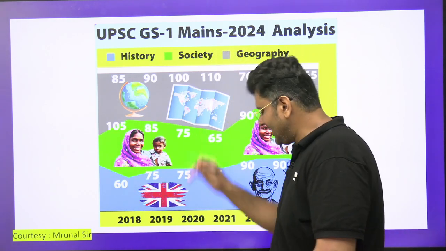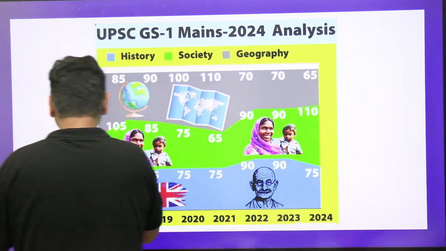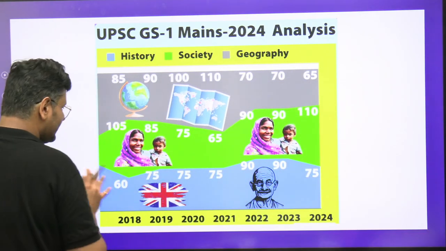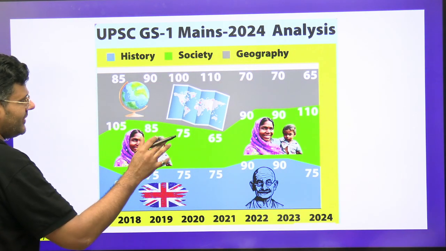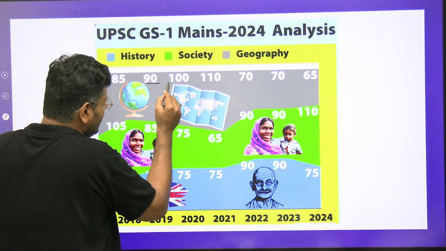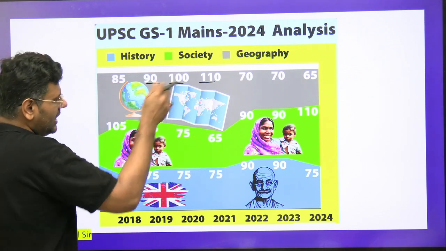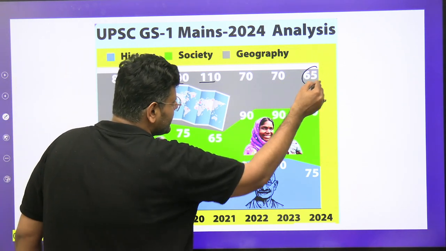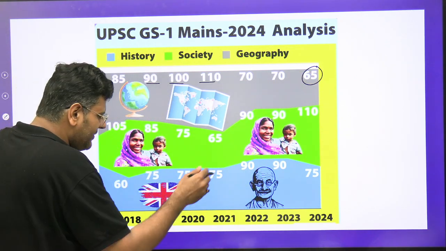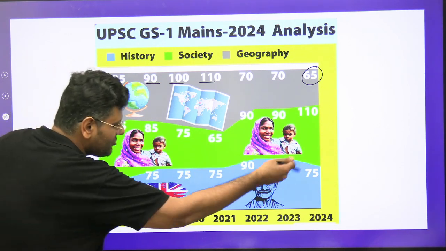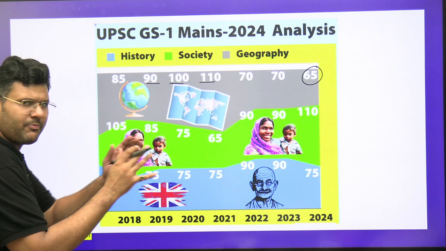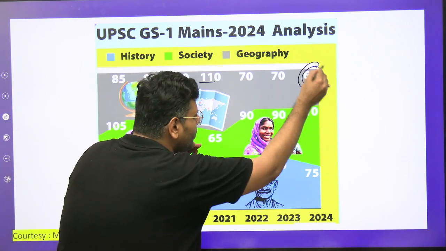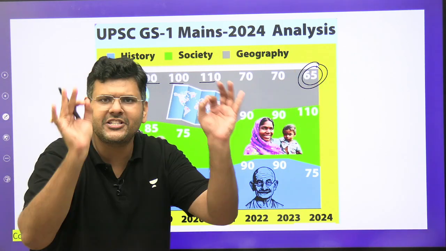Now if I would like to give you an analysis here, please see UPSC GS1 had your history, society, geography, and in geography, the questions that were peaking around 90, 100, 110 as per the marks have come around 65 this year. And we had the reintroduction of world history, and good many questions of society coming, and this was about paper 1. So these marks were totally achievable.